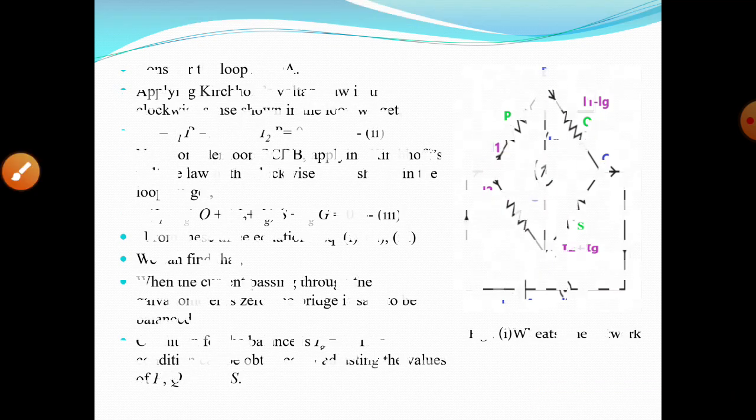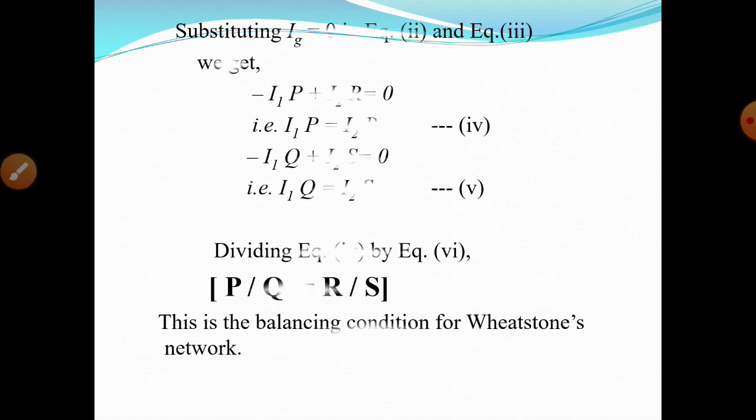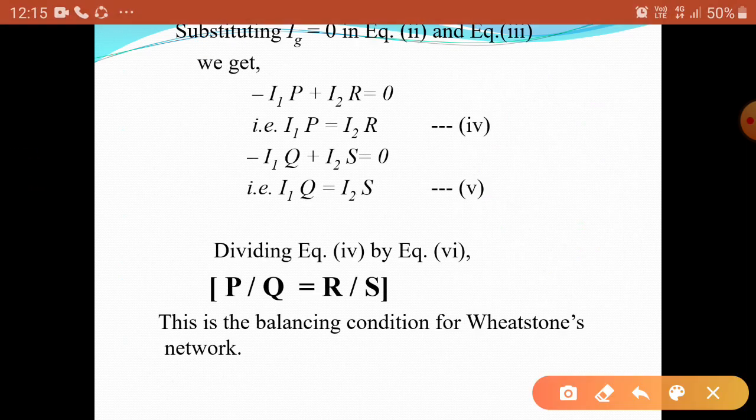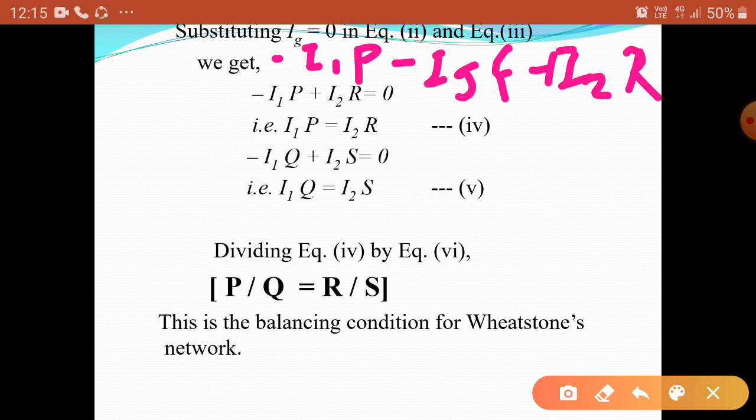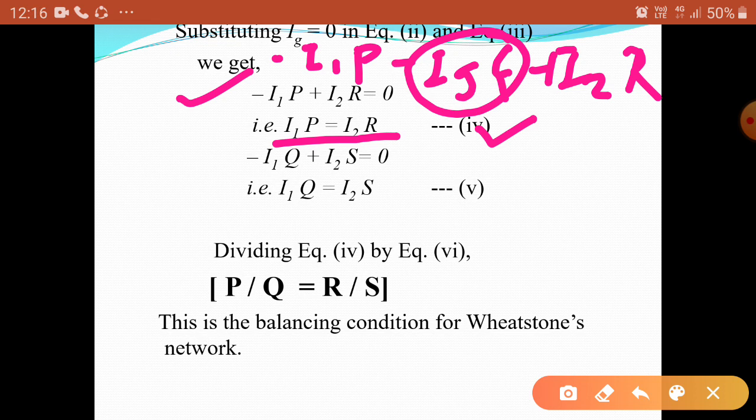From this, we can represent here the new equation from equations number 2 and 3. We can represent here minus I1P plus I2R, because when we apply the equation minus I1P minus Ig into G plus I2R, here Ig is equal to 0. That's why we get here only the equation minus I1P plus I2R. From this we can represent equation number 4. We get here I1P is equal to I2R.